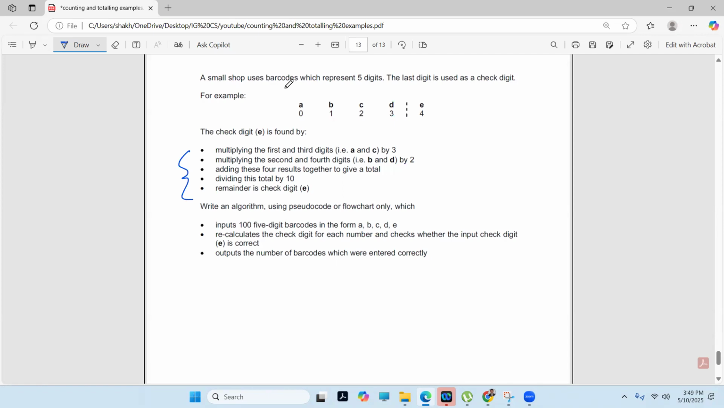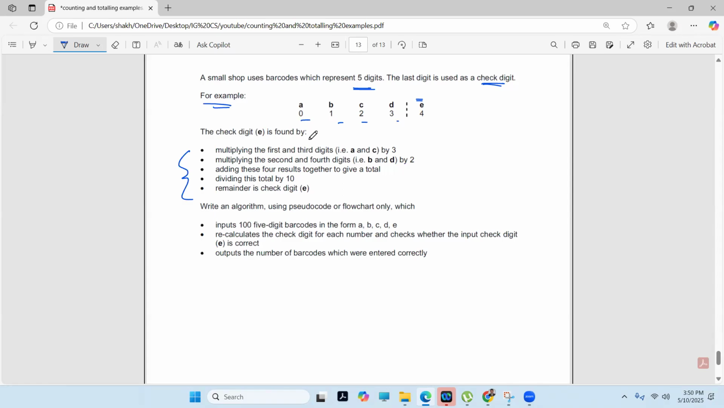A small shop uses a barcode which represents 5 digits. Very nice. The last digit is used for the check digit. We'll understand how they calculate the check digit. For example, A, B, C, D are the 4 digits, and E is the 5th digit.